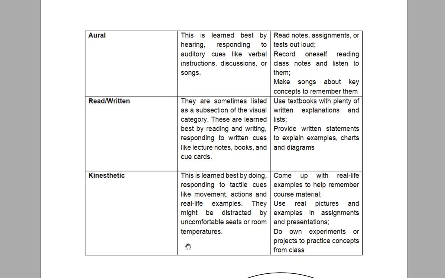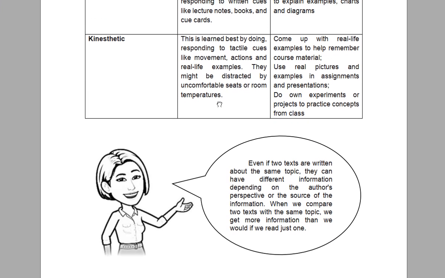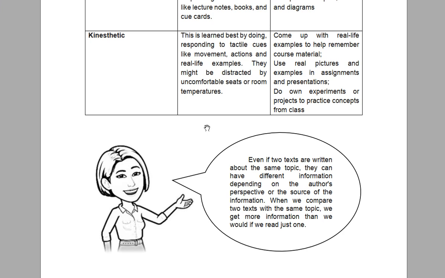Last is kinesthetic. This is learned best by doing, responding to tactile cues like movement, actions, and real life examples. They might be distracted by uncomfortable seats or room temperatures. So the strategy would be to come up with real life examples to help remember course material. Use real pictures and examples in assignments and presentations. Do your own experiments or projects to practice concepts from class.